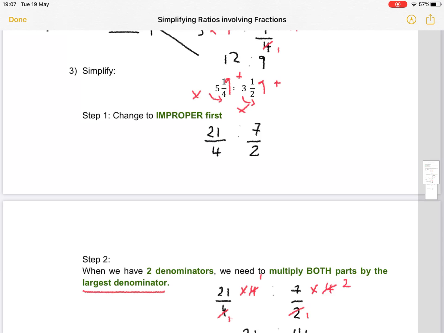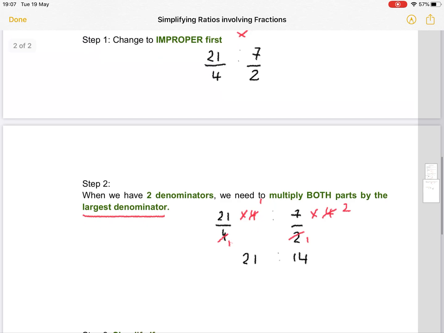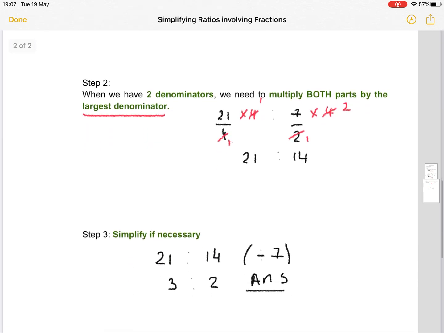Okay? And then always, when we have two fractions, it's important to bear in mind that you need to multiply by the largest denominator, okay, to eliminate fractions and obtain whole numbers only, okay? And then we need to simplify further if the parts can be reduced further, okay?